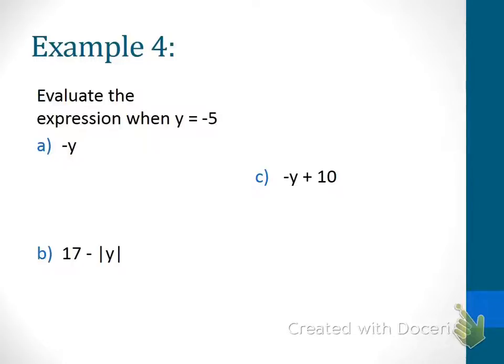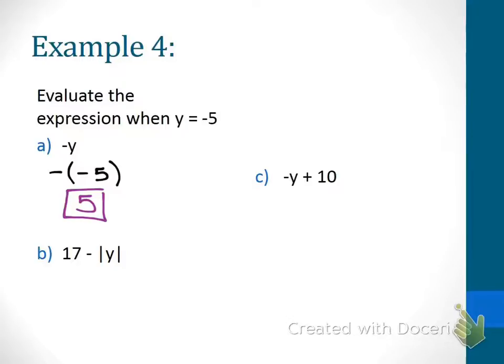Let's look at example A. It says evaluate negative y when y equals negative 5. A negative is already in the expression, so when I plug in a negative 5, it makes it a double negative. And we just said a double negative equals a positive. So my answer is just 5. You don't have to write the positive sign; it's understood. So a double negative cancels into a positive.